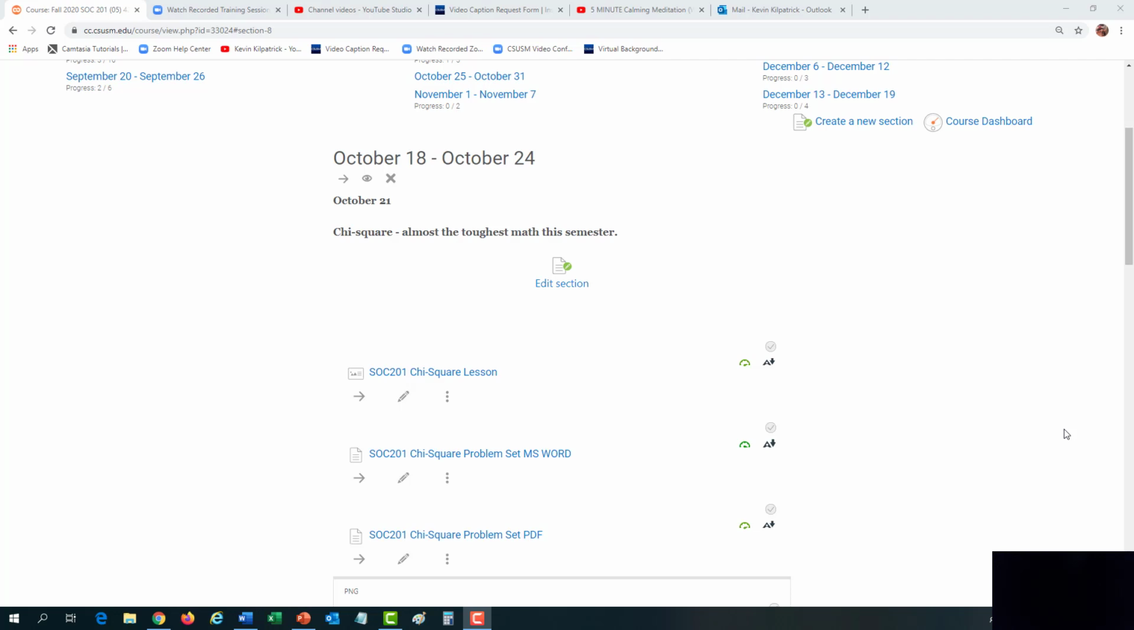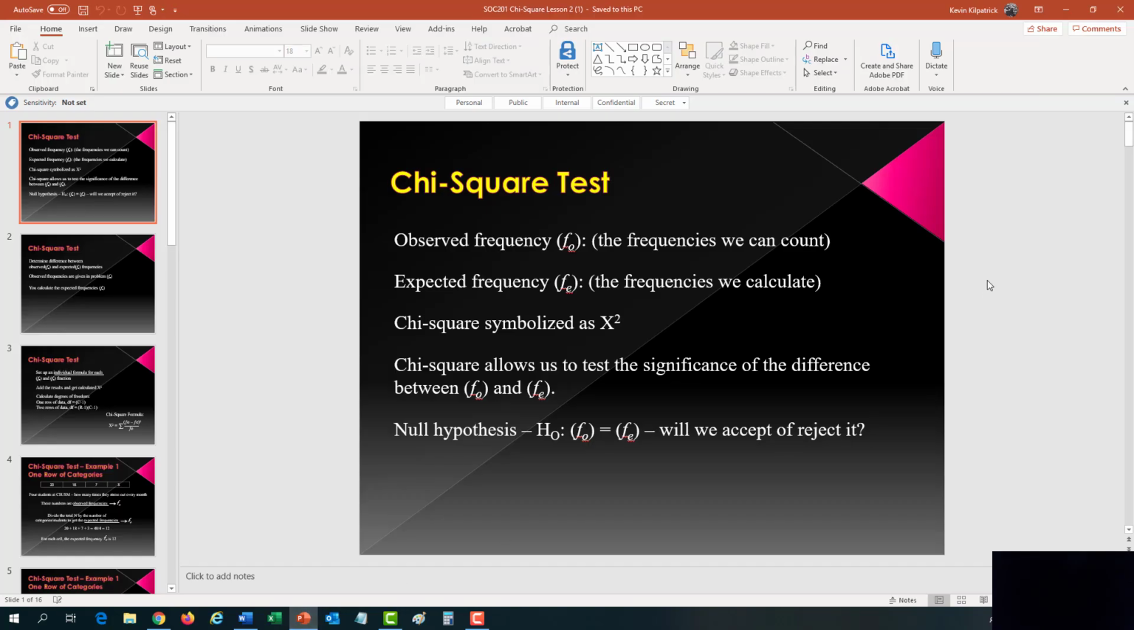Today, we're going to do the last math of the whole semester, okay? That is awesome. We're going to learn how to calculate chi-square. So let's get right to it. I'm going to click this Soc 201 chi-squared lesson, and that will bring up a PowerPoint.